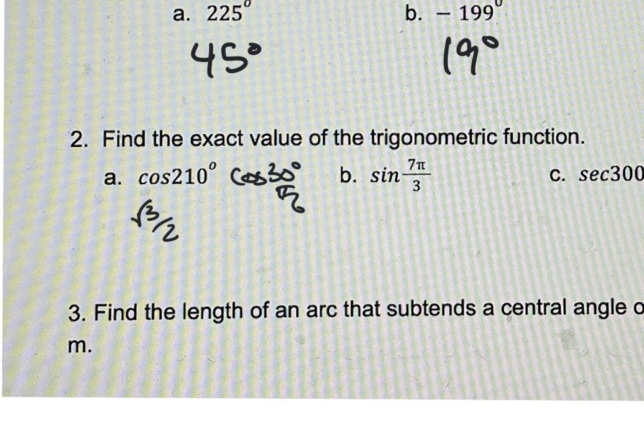So there's the value. Now, last step, think about what quadrant we are in. 210 is 30 past 180, so it's in quadrant 3. And cosine is the x. X is negative in quadrant 3, so that's a negative answer.